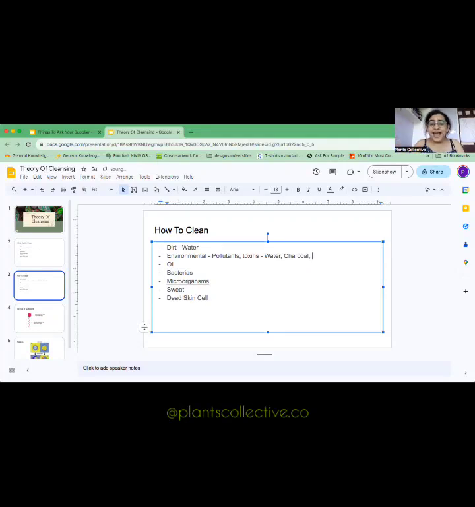Anything which is burned, the ashes help a lot in cleansing these pollutants. This and water were used to remove the pollutants, the toxins from our skin. For excess of oil, oil was used to remove oil.